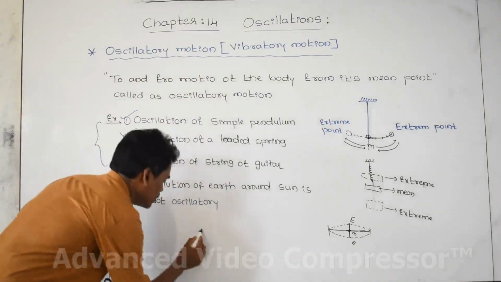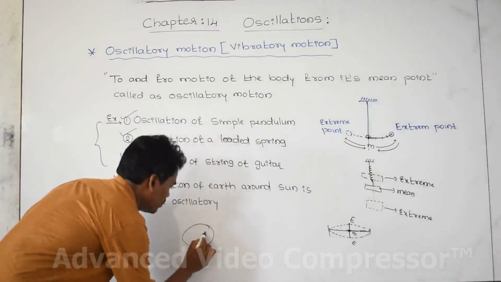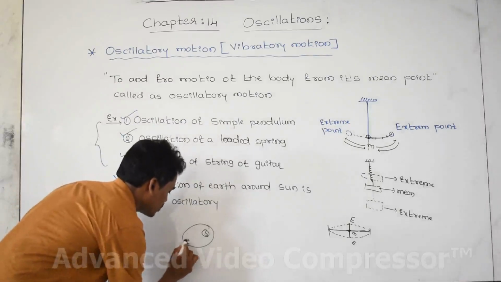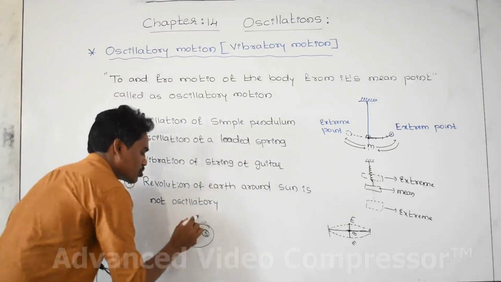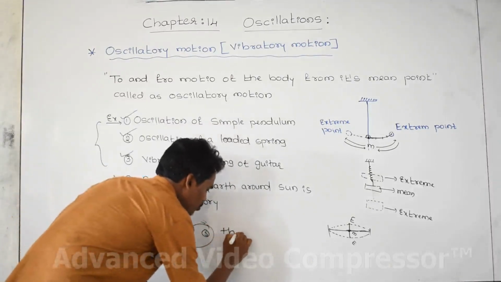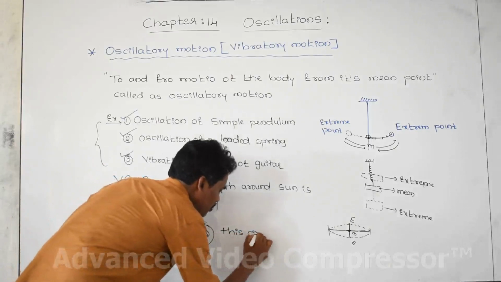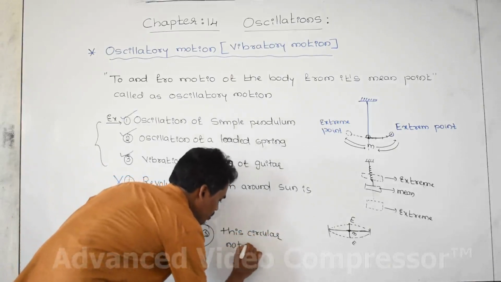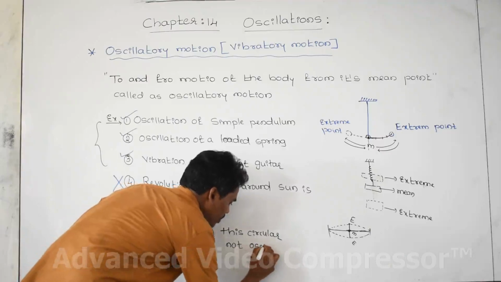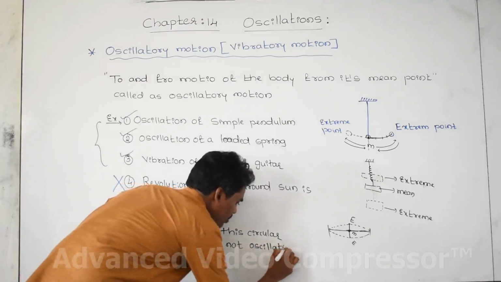And here this is the sun and this is the earth. This is not a to and fro motion. This is a circular motion. This is circular and not oscillatory. Don't confuse this one.